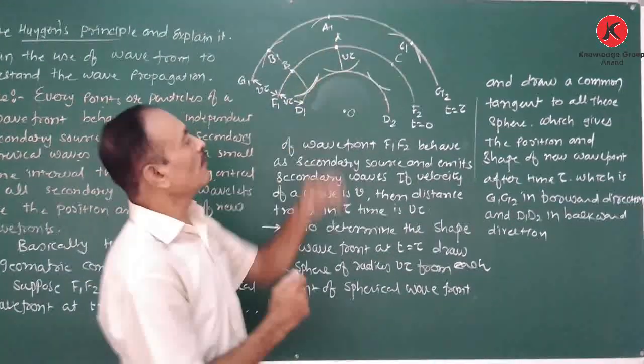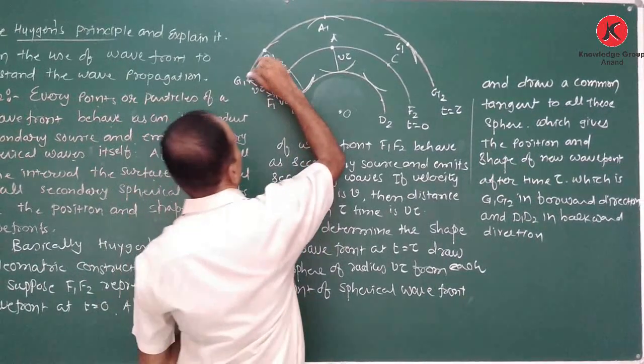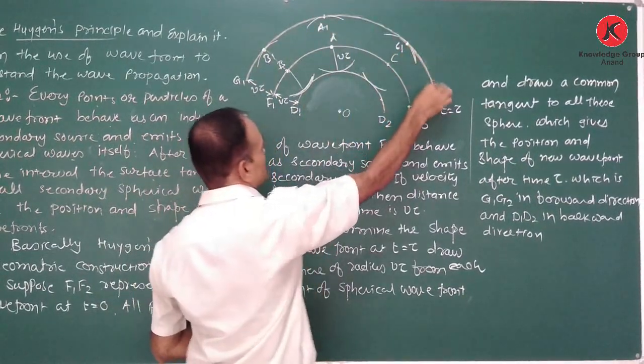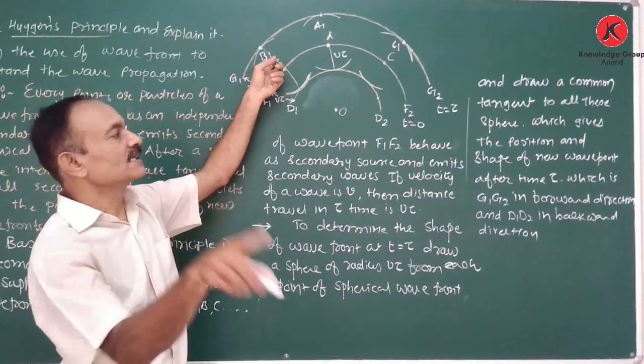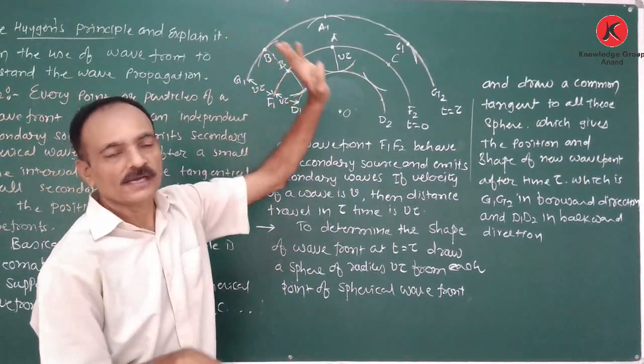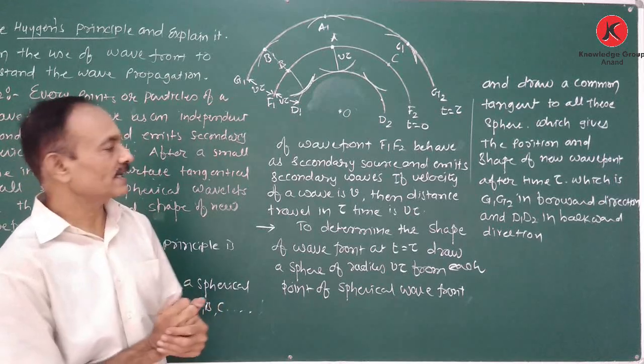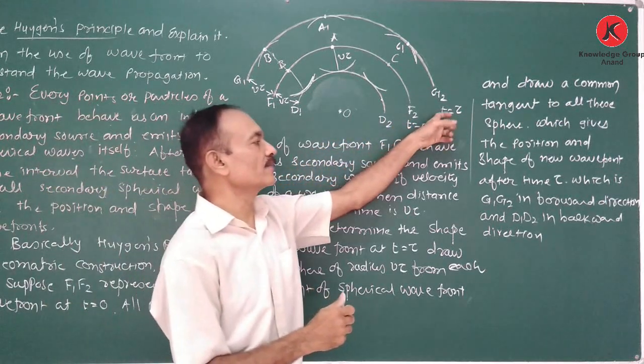And draw a common tangent to this sphere. We draw a common tangent to this sphere. So this tangential surface gives the position and shape of the new wave front at time t equal to tau.